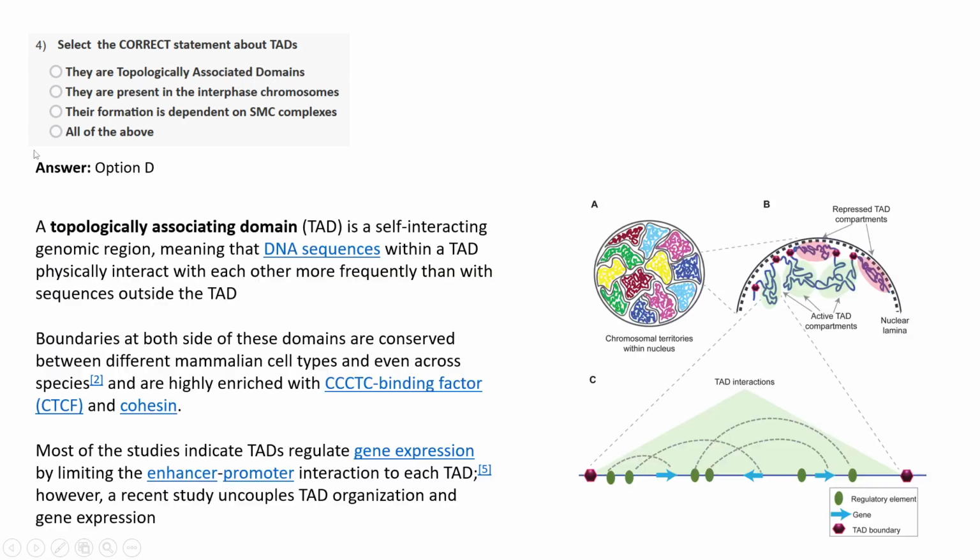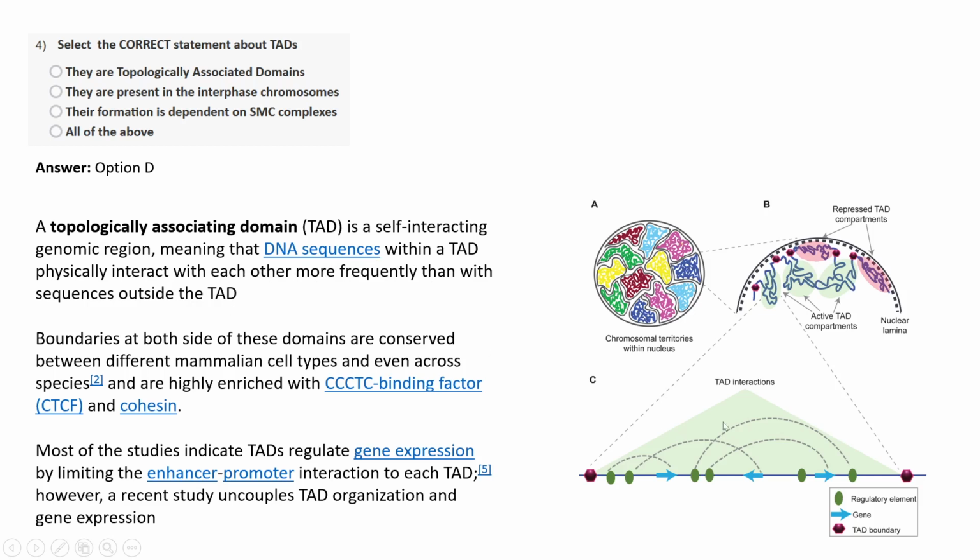Select the correct statement about TADs. Topologically associated domains, so this we had not discussed, and we will discuss it here. What are topologically associated domains? A TAD is basically a self-interacting genomic region, meaning that DNA sequences within a TAD physically interact with each other more frequently than with sequences outside the TAD.